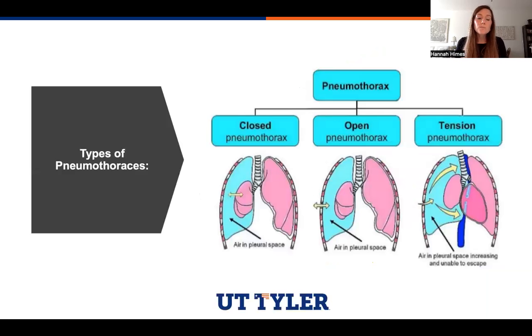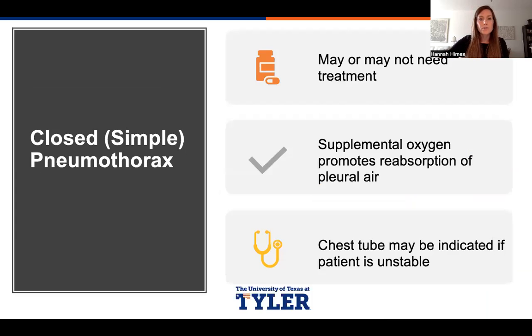Here are the types of pneumothoraces, which we're going to talk about each one. Closed is the first one, open pneumothorax is the second, and tension pneumothorax is the third. Closed or simple pneumothorax. You may or may not actually need treatment for this. Sometimes it's just a tiny apical pneumothorax up here in the corner, and it may resolve on its own with just some time and maybe some supplemental oxygen. Chest tube may be indicated if it's severe enough.